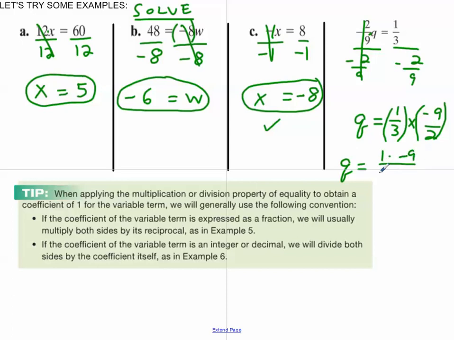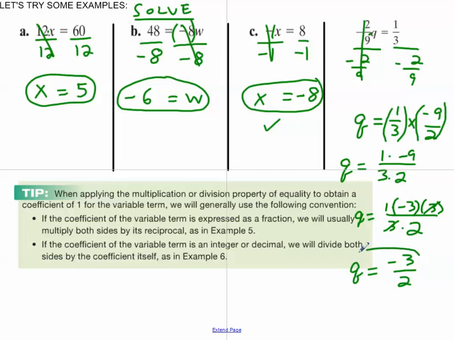over 3 times 2. I'm going to go the long way. Q is equal to 1 times negative 3 times 3 over 3 times 2. 3 divided by 3 goes away, because 3 divided by 3 is 1. And we have what's left. Q equals what's left in the top, negative 3, over 2, and I'd be happy with that answer. Q equals negative 3/2.